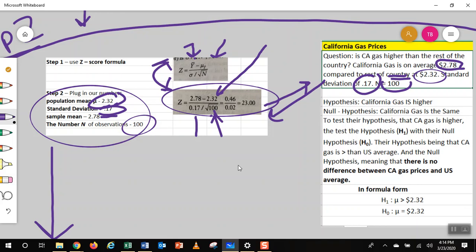A common mistake is sometimes inverting. For instance, where I have 278 here for the California average, make sure that the average of the sample, in this case California's average, is in front, and the overall average, the 232, is in the back. So just make sure you put the things in the right spot. Go ahead and try to mathematically figure this out. I'm going to pause it and do that.